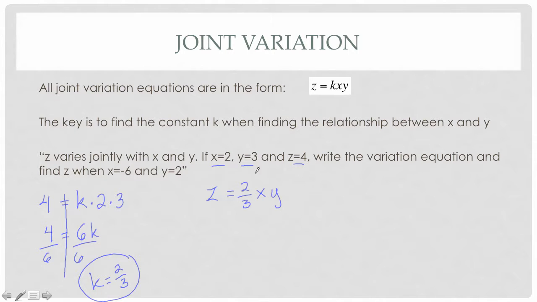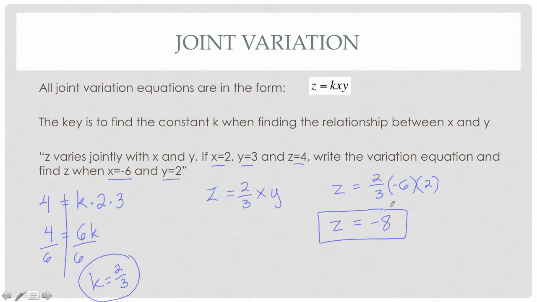So now we need to find z when x is negative 6 and y is 2. So z is going to equal 2/3 times negative 6 times 2. And that's going to equal 2/3 times negative 6, which is negative 4. Negative 4 times 2 is negative 8. So there we go. Z equals negative 8.